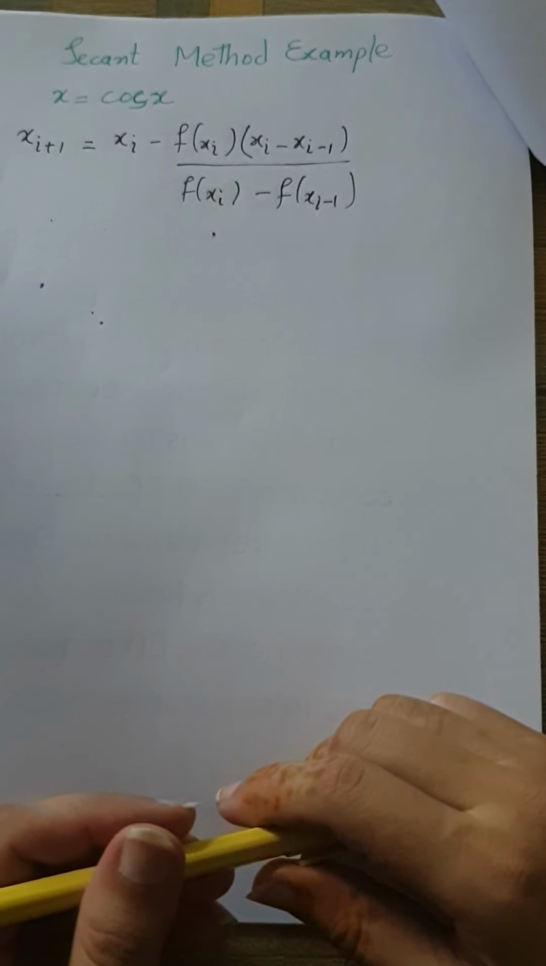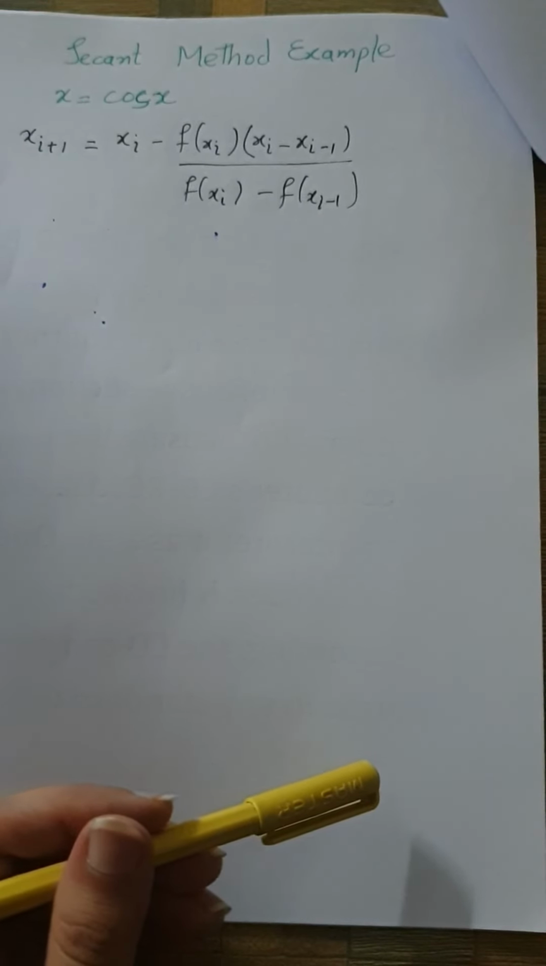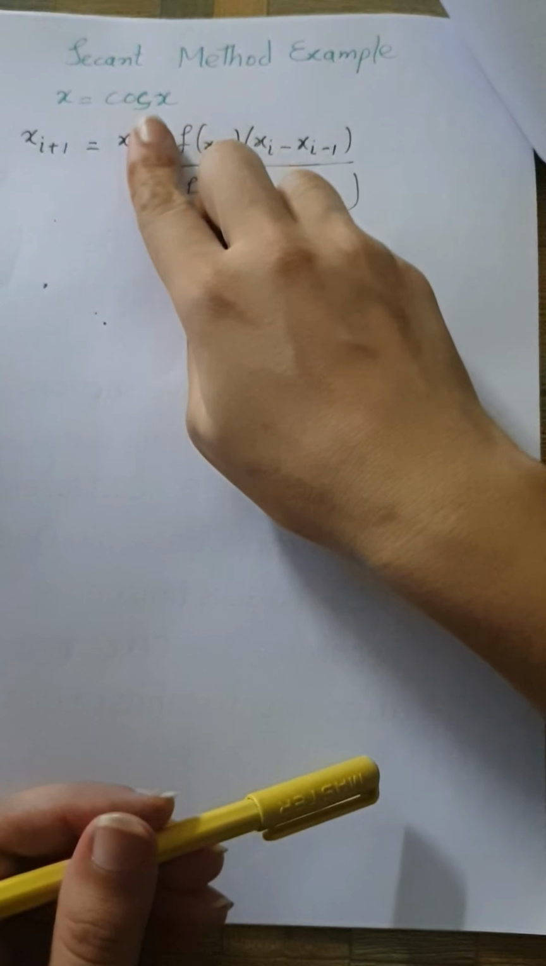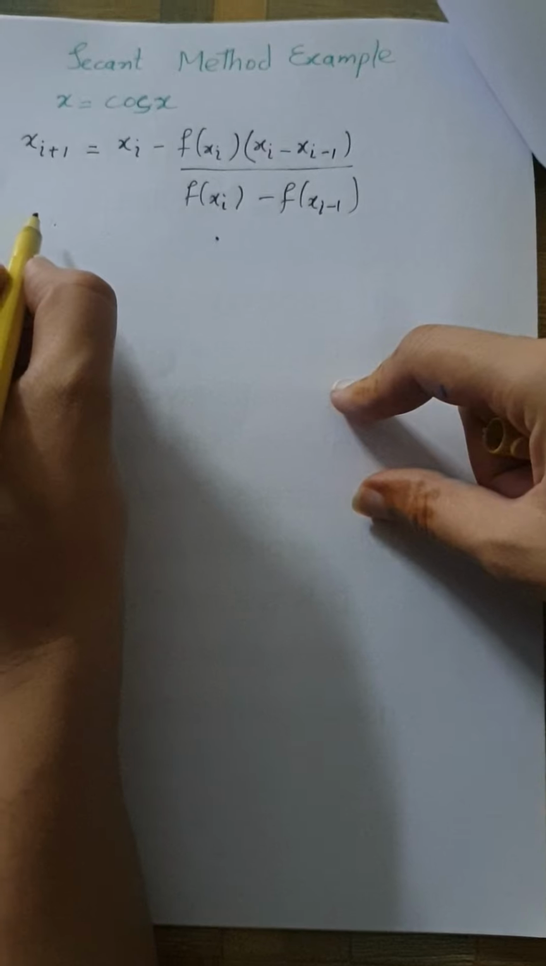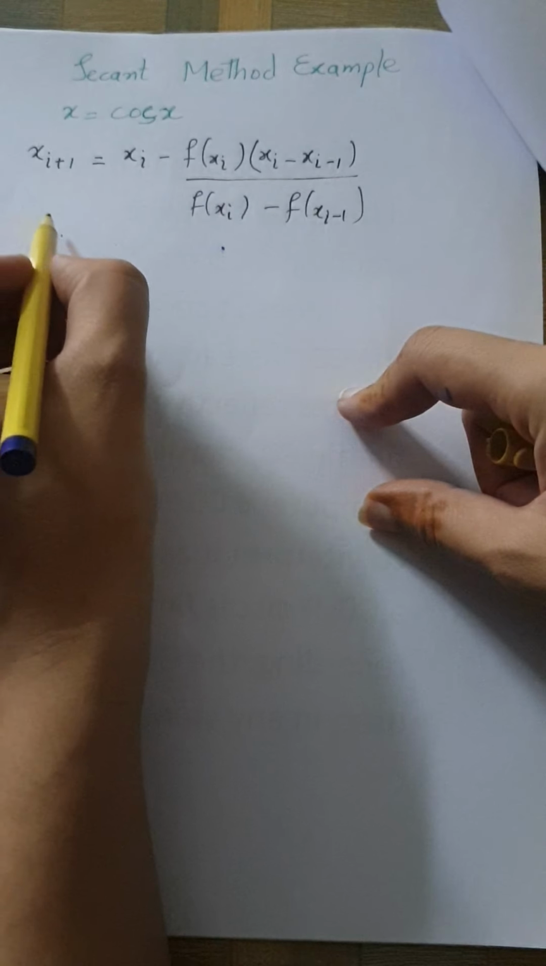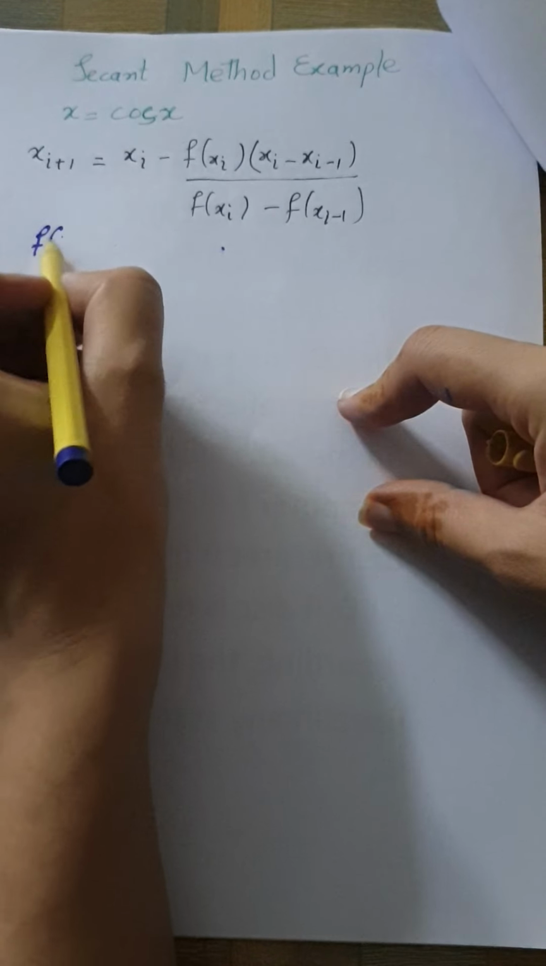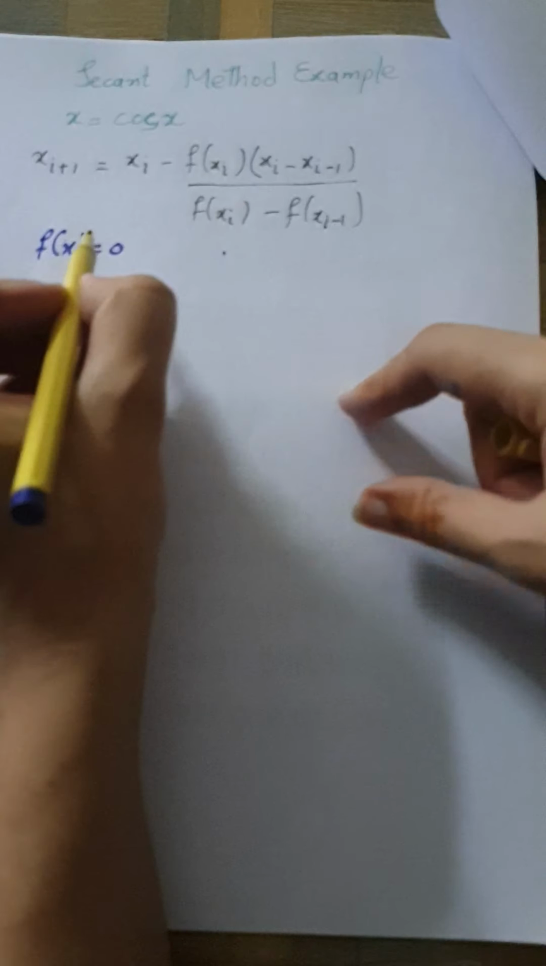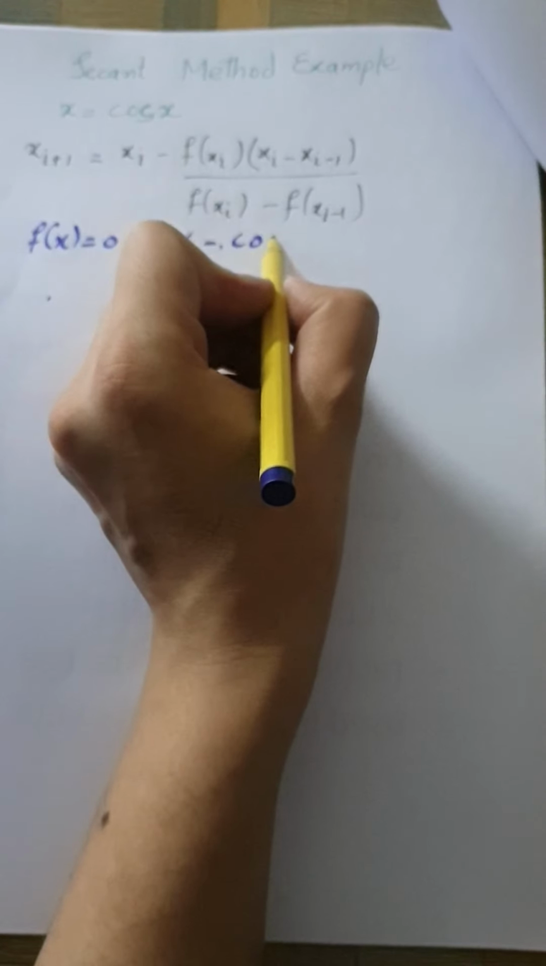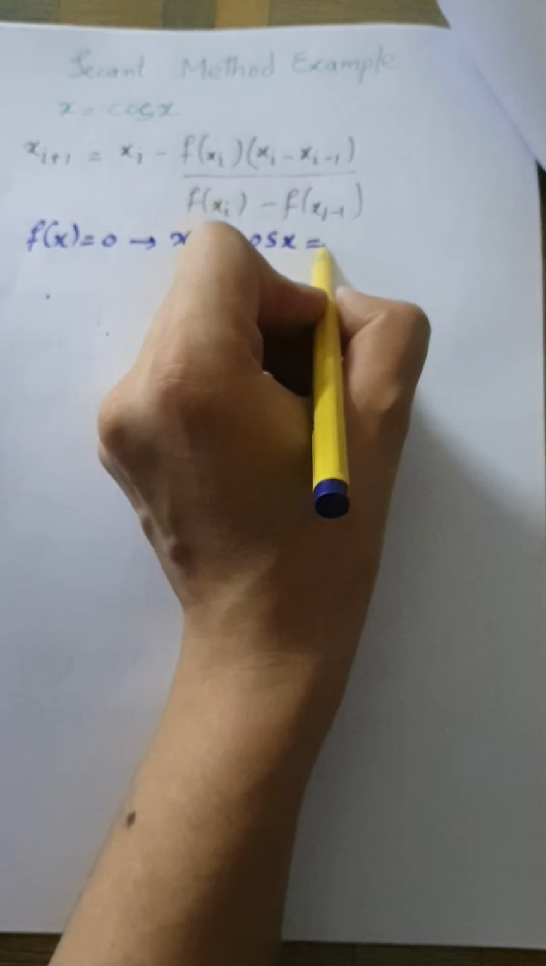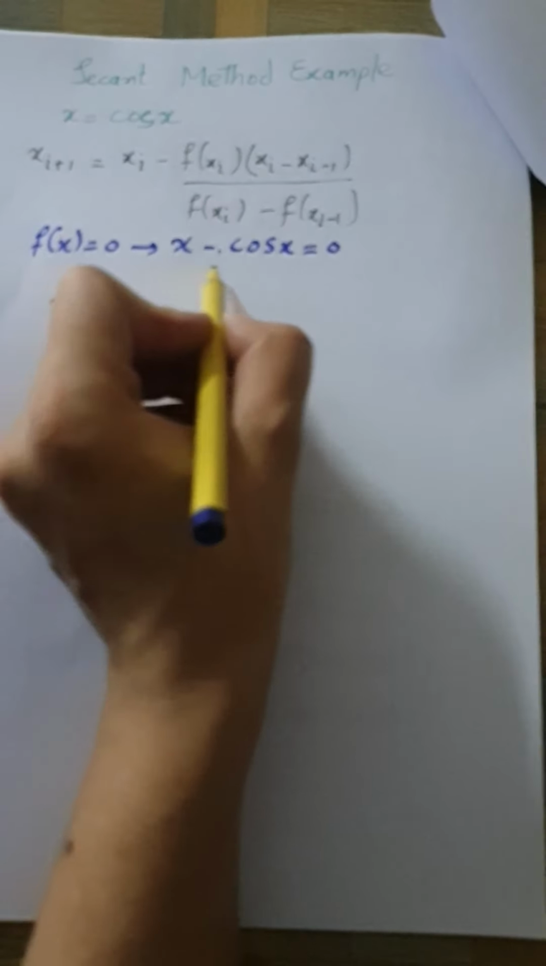Alright, let's do an example of the secant method for solving the equation x is equal to cos of x. We know that all the methods we have studied so far are used for solving functions of the form f(x) equal to 0. So first, I will transform x equal to cos x into f(x) equal to 0 by taking cos x to the left-hand side. So x minus cos x is equal to 0 is now the expression of f(x).